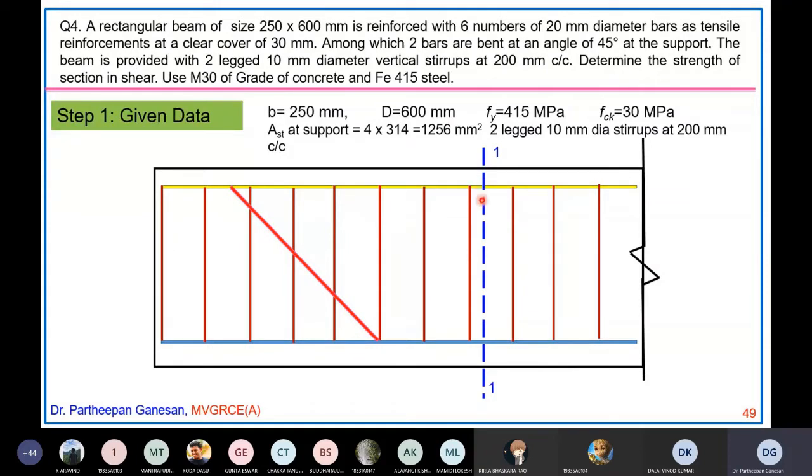And what are the shear reinforcement available at this section? Which type of shear reinforcement is available here? Remember, this is a longitudinal reinforcement which is designed for a bending moment. I told you for a shear force, you will have a different type of shear reinforcement. Now at section 1-1, what type of shear reinforcement?